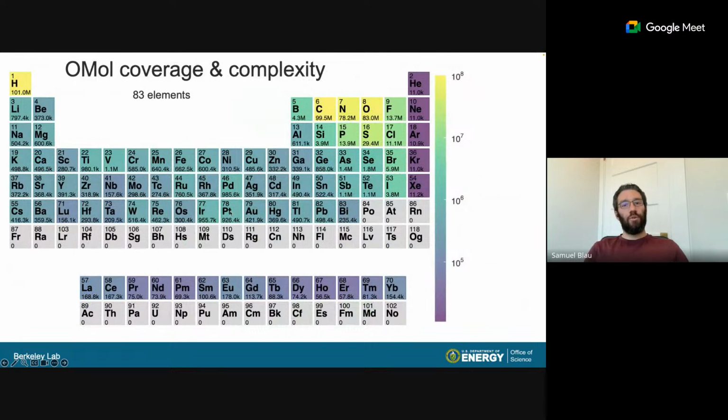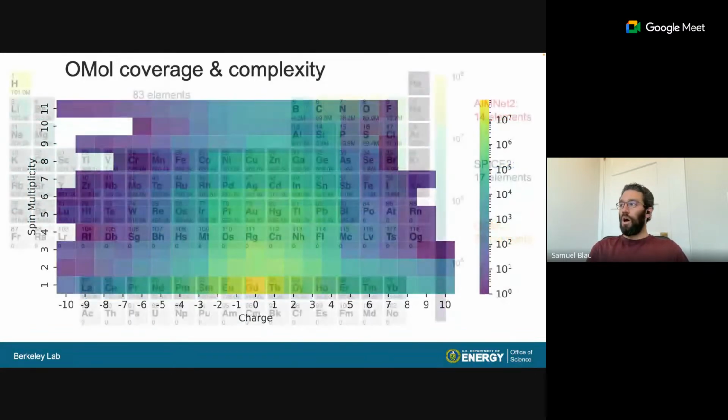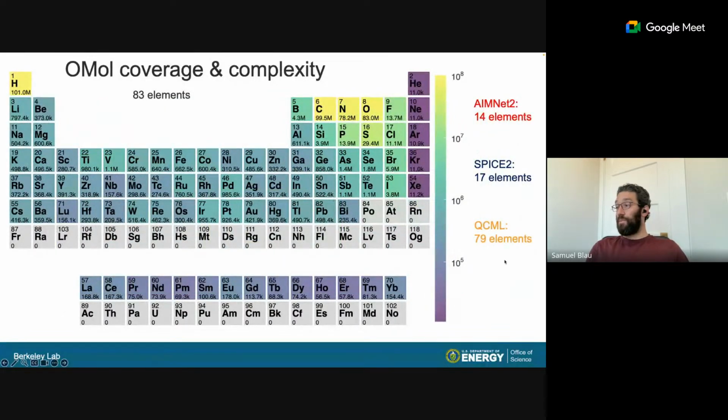So first we have to throw up this periodic table heat map. Molecular data sets to date have really been quite limited in elements. Some of the most well-known ones are AIMnet2, which has only 14 elements of coverage. SPICE2 has 17 elements of coverage. A recent data set from a team at Google, QCML, did for the first time extend far up to 79 elements, although it has major limitations, as I'll mention in a little bit. And OMol has 83 elements of coverage.